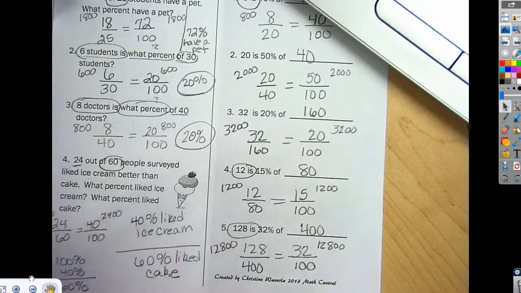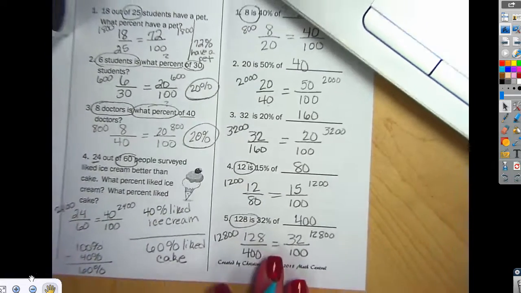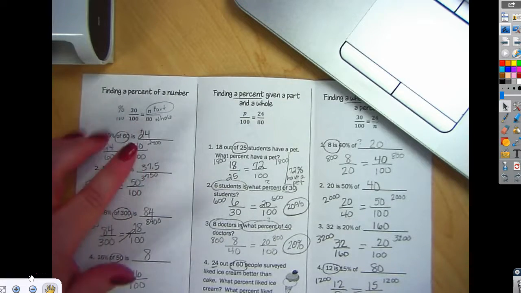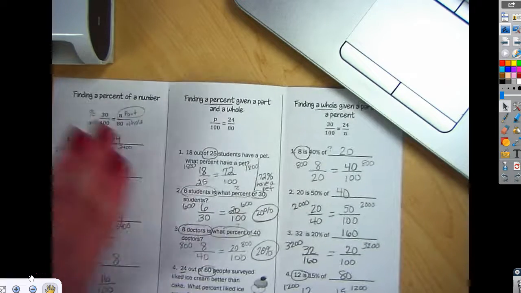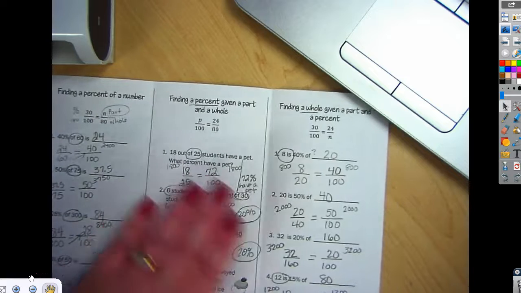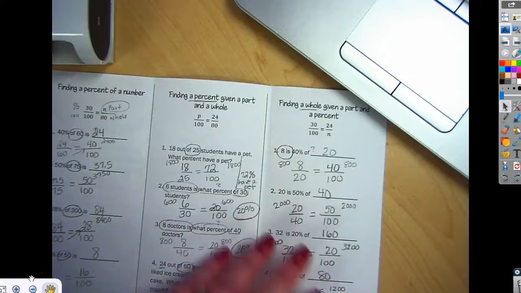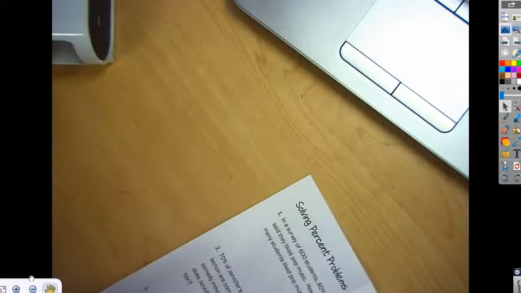So here's where the difficulty lies. You are not going to get to a section where it says, hey, you've got to find the part, or you've got to find the percent, or you've got to find the whole. You're going to read a word problem, and you're going to have to figure out what it is that's missing. You're going to have to figure out the setup. So let's look at a couple of problems on the back.